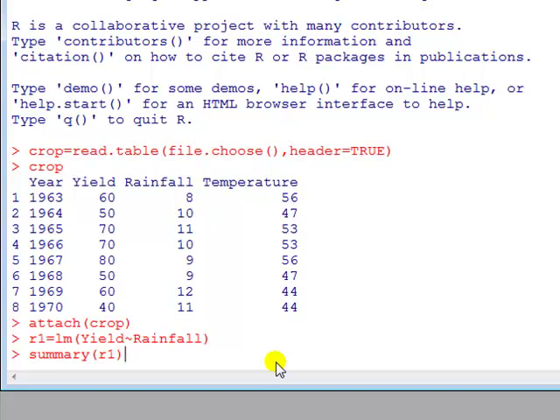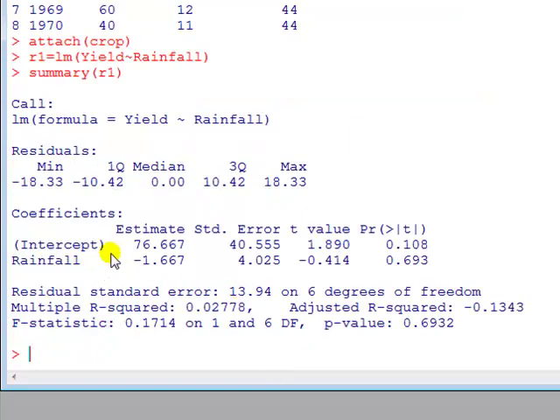Summary of R1. What would you expect? You might expect rainfall to be beneficial to yield, so if there's more rainfall, yield may be higher. Let's see if that's the case. Here are the coefficients. The coefficient on rainfall, the IV, is -1.667. If we just look at that coefficient, that tells us the more rainfall, the lower the yield. In other words, a negative correlation. But is it significant? No, it's not. So according to this, rainfall is not beneficial to yield.